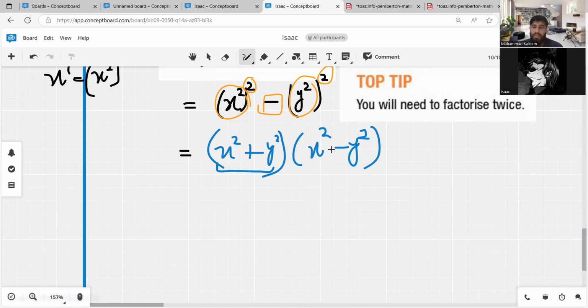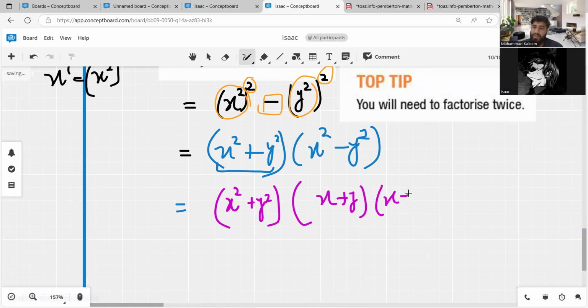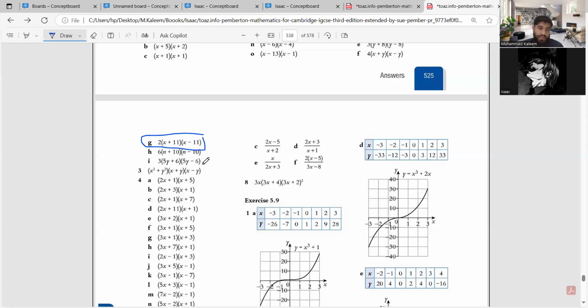Here we can expand the other one further. So the first term will be written as it is: x square plus y square. This one will be written as it is. This one will be written further: x plus y, x minus y. Got it? So this is our answer. This is the answer of question number 3. Here you can see.